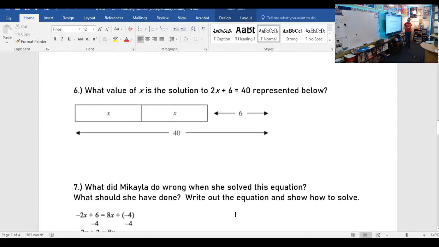In 6, solve for x. But honestly, this one's probably the easiest problem on the test because I gave you a diagram. There's nothing stopping you from drawing pictures for any other problem. I just gave you a picture here. So if I'm in the shop and I know 2 of my boards plus 6 equals 40, well, what is each of those boards?